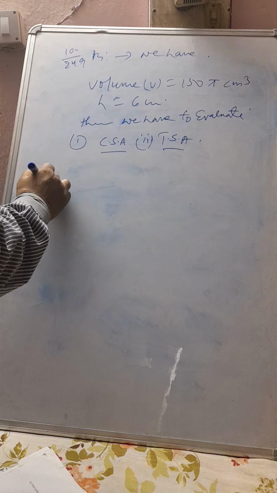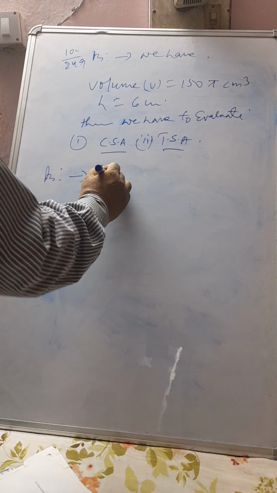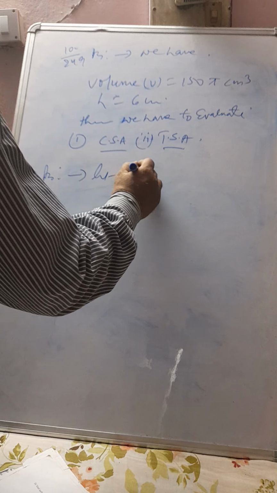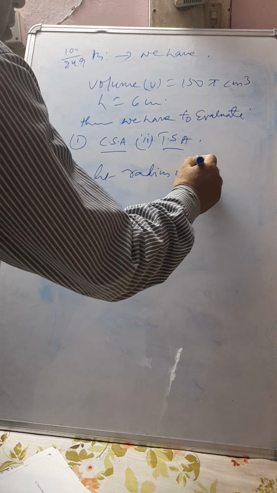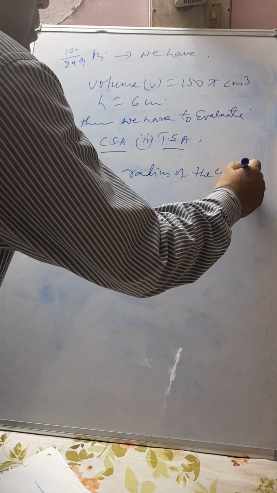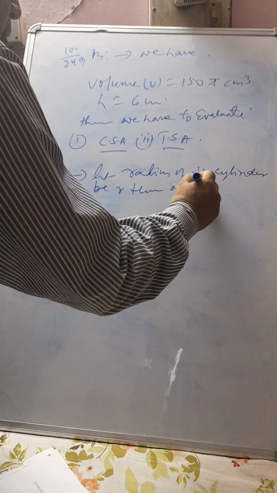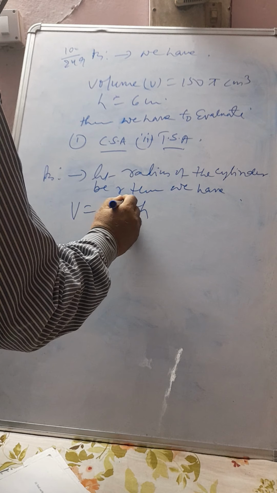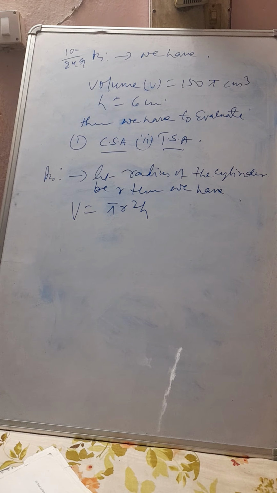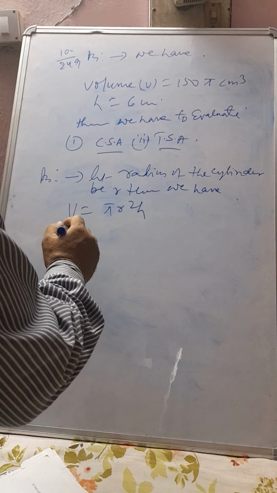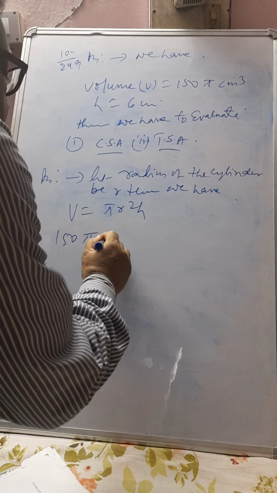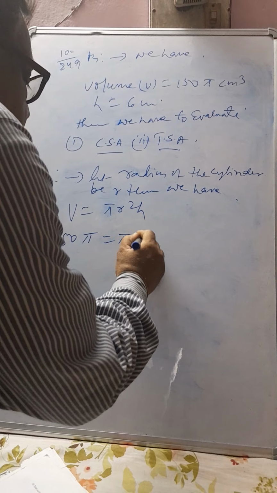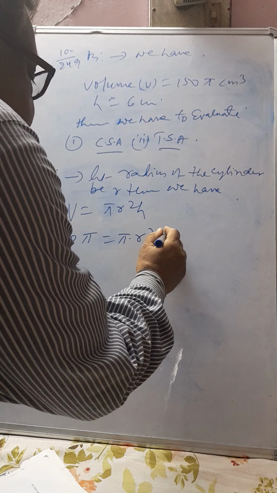Volume of cylinder is given as 150 pi centimeter cube. Answer: let radius of the cylinder be R. Then volume V is equal to pi r square h. Volume of cylinder is equal to pi r square h. This is equal to 150 pi is equal to pi into r square into height into 6.